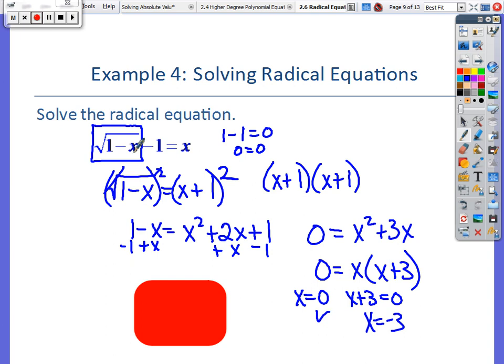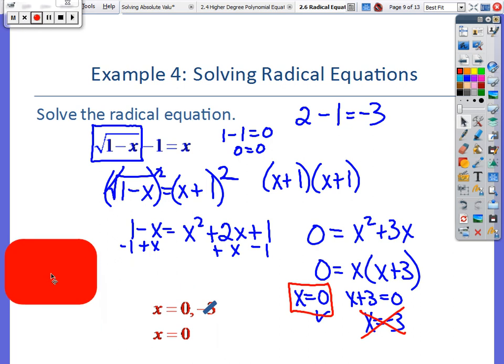If I do negative 3, I end up getting 1 plus 3, which is 4, right? What's the square root of 4? 2. So I have 2 minus 1, and it should equal negative 3. Uh-oh. There you go. That's the one. Unfortunately, negative 3 does not work when I plug it back in. It doesn't give me a true statement, even though we didn't do anything wrong. It just doesn't work. All I get is just the answer of 0.